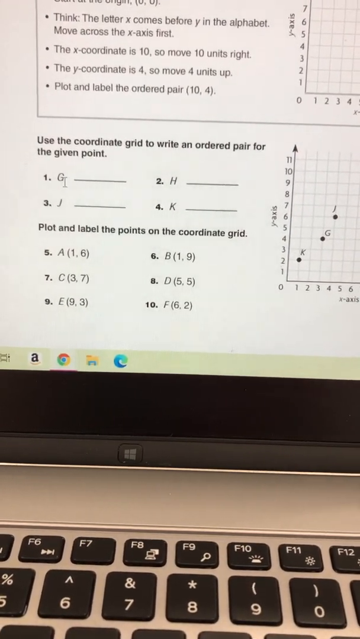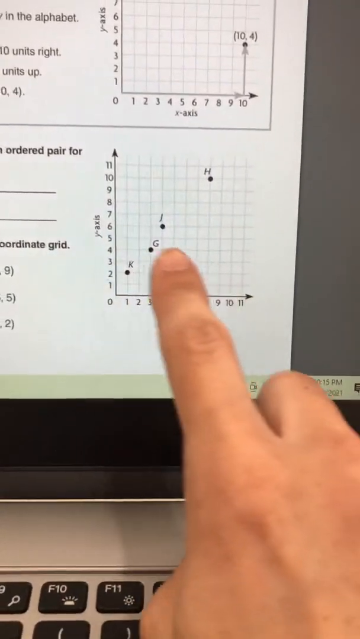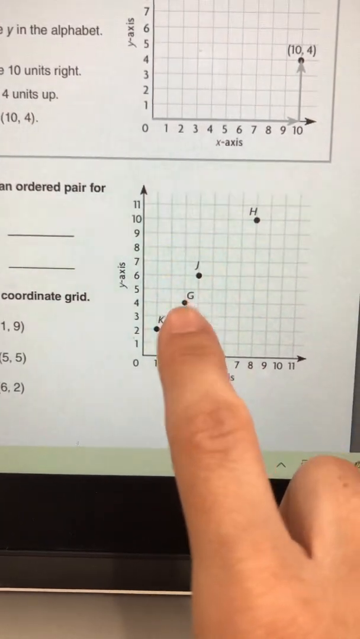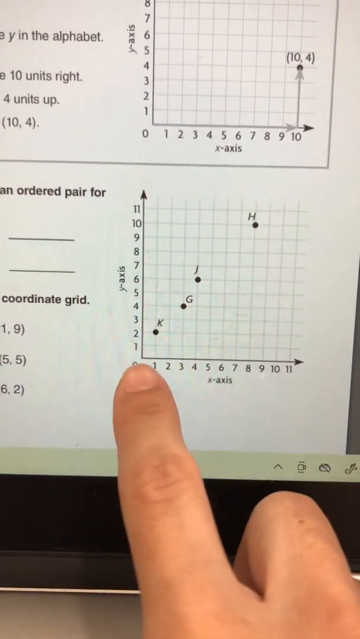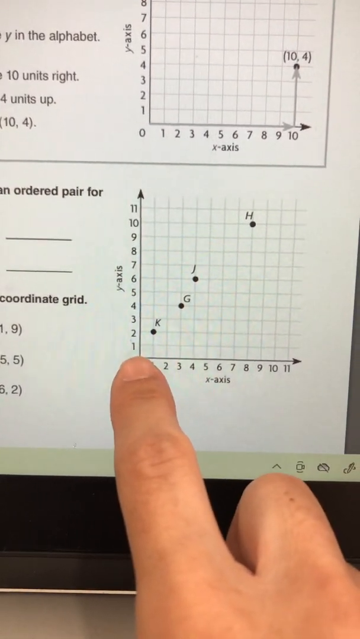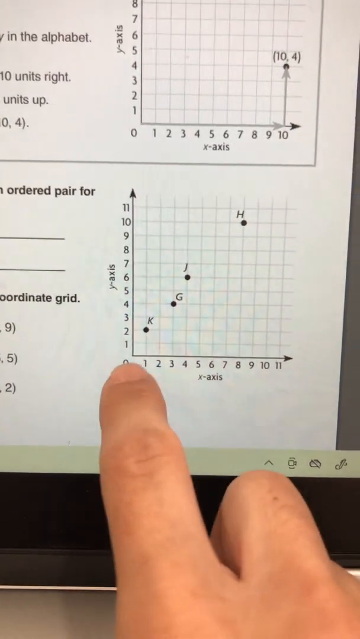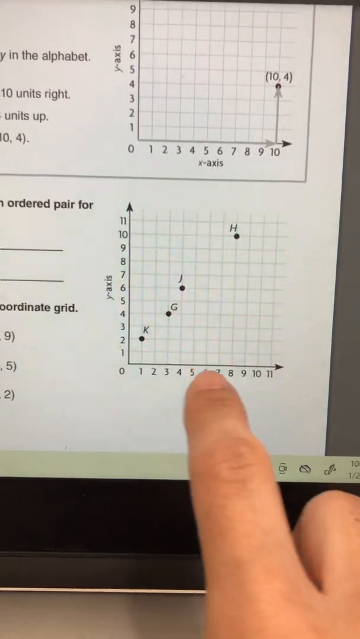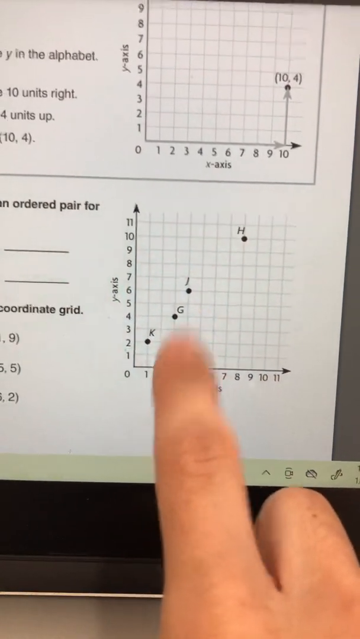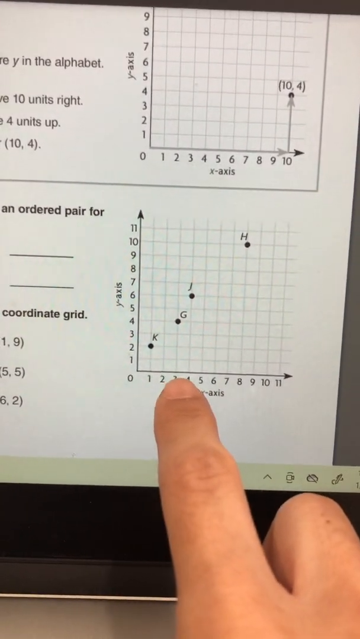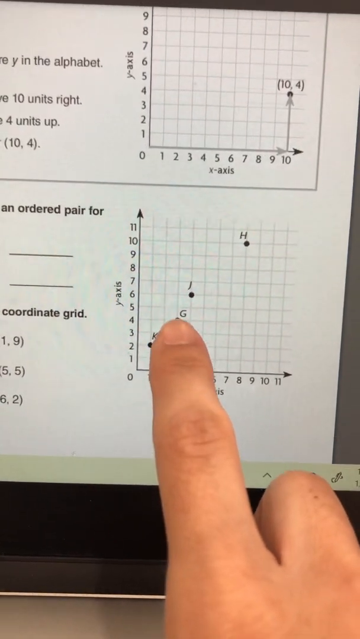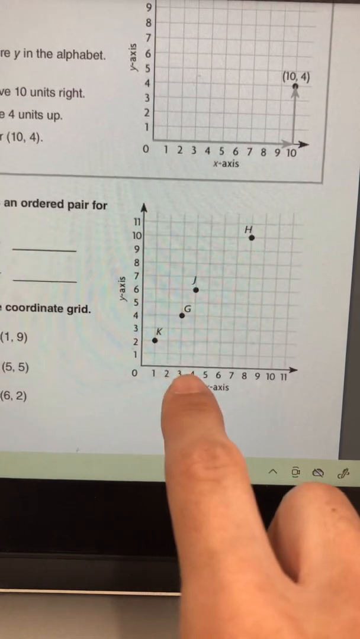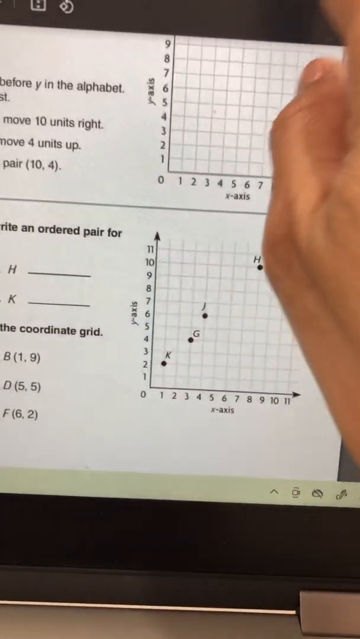So for letter G, we will come here to our grid and find G, which is right here. In order to figure out the ordered pair for G, I'm going to start at the origin. Always start in this little vertex right here, which is a 0. And then we run on the x-axis to the number that it's at. In this case, it's at 3. And then it jumps to 4. So the ordered pair for G is 3, 4. And we write it in parentheses.